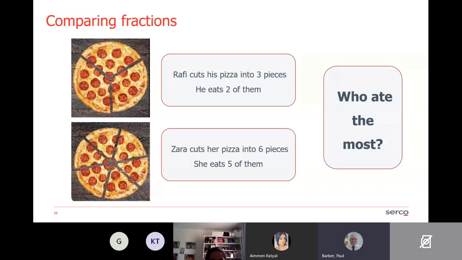Well, it's hard to tell straight away. You can probably guess this one, but it's hard to tell straight away because Rafi's only eaten 2 pieces, but then his were bigger pieces. Zara's eaten more pieces, 5 of them, but hers are smaller pieces because she cut them into 6. If they both cut them into 3 and Rafi had eaten 2 and Zara had eaten 1, you'd say Rafi's eaten more, but we can't directly compare both of them. So we need to do a little bit of maths.